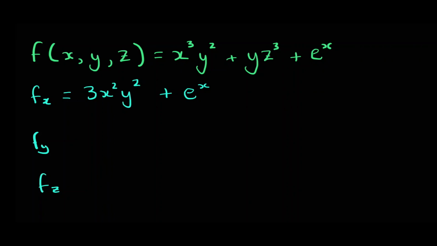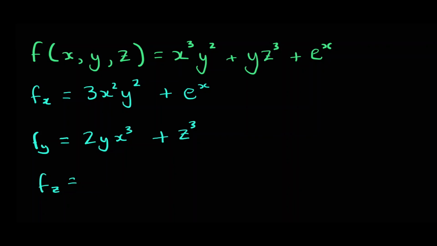So we're just going to differentiate with respect to y and treat x and z as constants this time. So the y squared in the first term is going to become 2y, and then because x is a constant, we can just write in x cubed. Then for the next term, because the y is to the power of 1, it's going to disappear, and we can just write z cubed. And finally, because we're treating x as a constant, e to the power of x is also going to be a constant, so it's just going to differentiate to 0, so we can just leave it out.